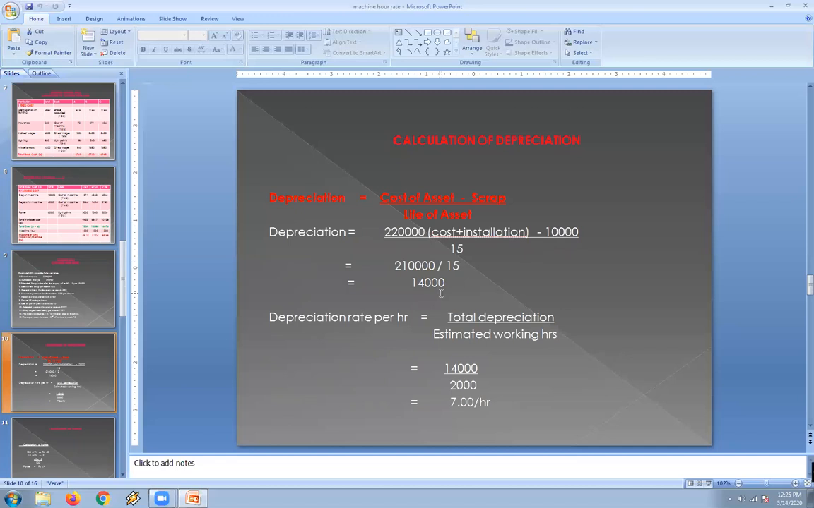We need to calculate here the machine rate per hour. So if you are going to calculate machine rate per hour, we have to divide the total depreciation by the estimated working hours for 1 year. So the total depreciation for 1 year is 14,000. The number of working hours of the machine for 1 year is 2,000. For 1 hour the machine hour rate of depreciation is 7.